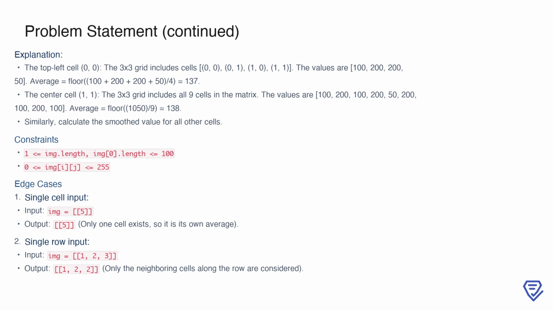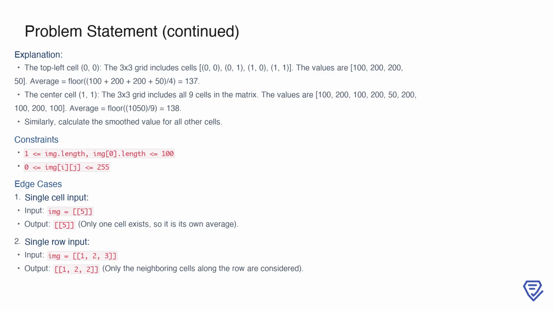Here, the values in the matrix are more varied. For the top left cell at position 0, 0, the 3x3 grid includes cells 0, 0, 0, 1, 1, 0, 1, 1, with values 100, 200, 250. The sum of these values is 550, and dividing by 4 gives an average of 137.5, which floors to 137.